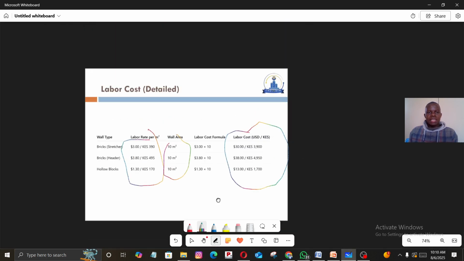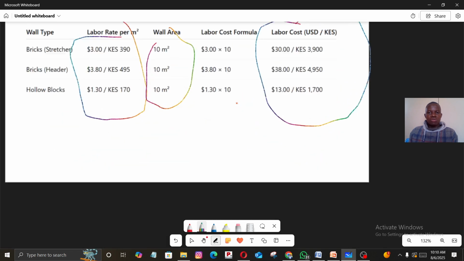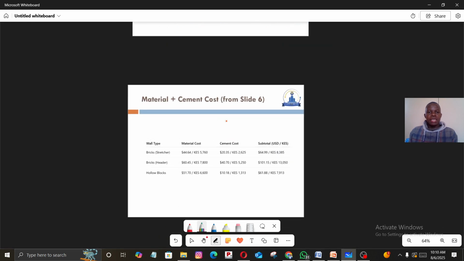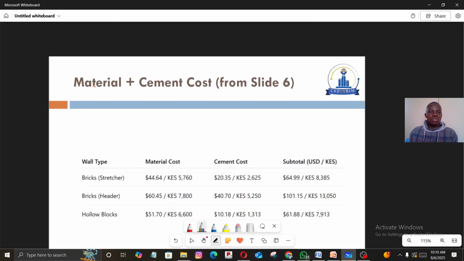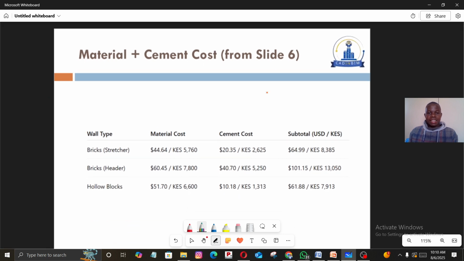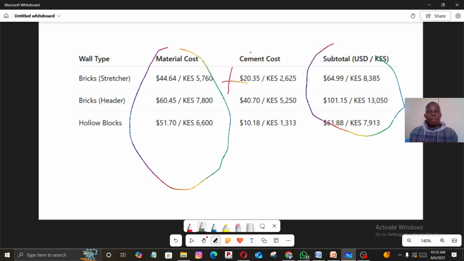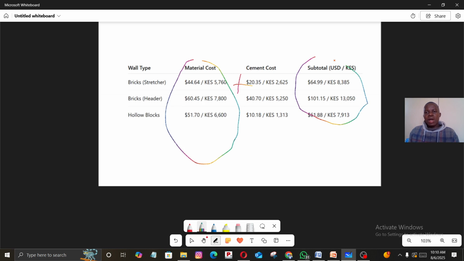You can just be slow, let me zoom for you, and then you just follow through and understand. These are self-explanatory slides. So once you come here, you can add the cost of material and the cost of cement from slide 6, and you will just get this material cost. If you add the cement cost, this is now the total price of bricks and cement. So you have it as subtotal.